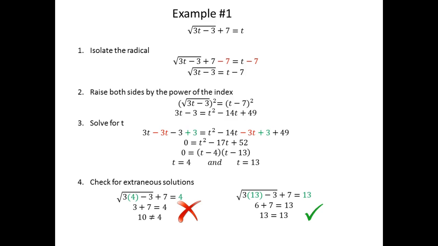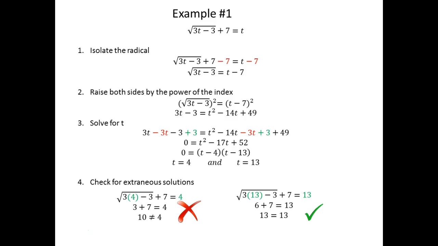I see that the value of 4 gives me 10 is equal to 4. Well, we know that's not true, so that's an extraneous answer. And I will not circle that or indicate in any way on my paper that that is a valid answer. When I try 13, I find out that the equation works. So that is the only solution to this equation.